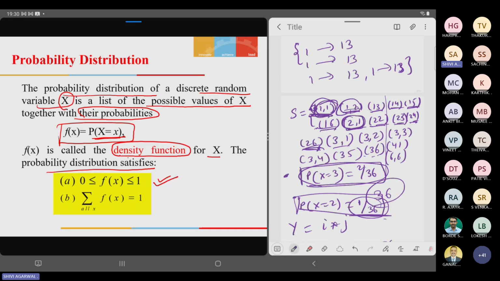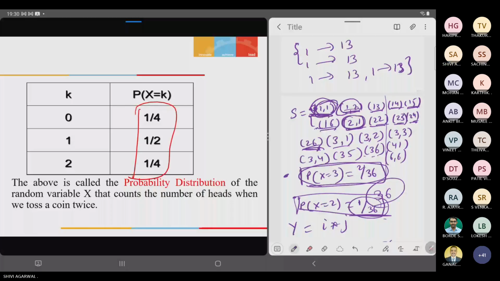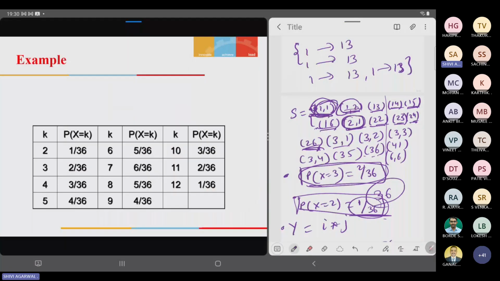Second is the summation of all probabilities for all possible values of x. It is always 1. When we look at the previous question, you just add these, and it should be 1. If you go for another example and add all these values, it should be equal to 1. Otherwise, it is not a probability density function. Okay.